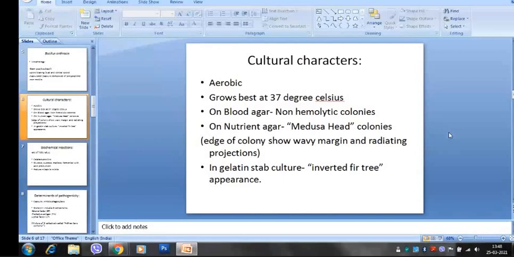For example, Bacillus anthracis is non-motile, but anthracoid bacilli will be motile. Bacillus anthracis is capsulated. Anthracoid bacilli will be non-capsulated. Bacillus anthracis shows non-hemolytic colonies on blood agar, but anthracoid bacilli show hemolytic colonies on blood agar. Bacillus anthracis gives McFadyean's reaction positive, but anthracoid bacilli will be McFadyean's reaction negative. So what are the features of anthracoid bacilli? They will be motile, non-capsulated, show hemolysis on blood agar, and show McFadyean's reaction negative.